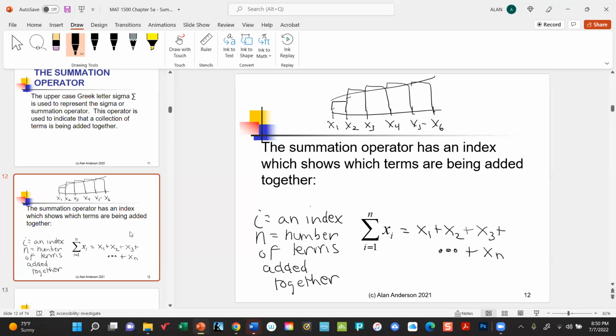Now, it's possible you've seen this before. It's possible that you haven't, or it's possible you haven't seen it in a long time. It's a very compact way of expressing a sum of n terms.